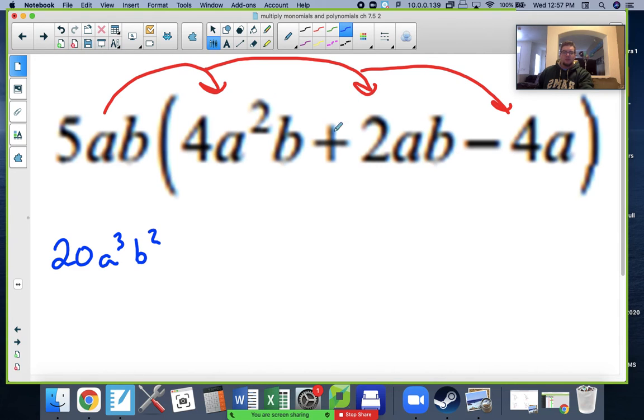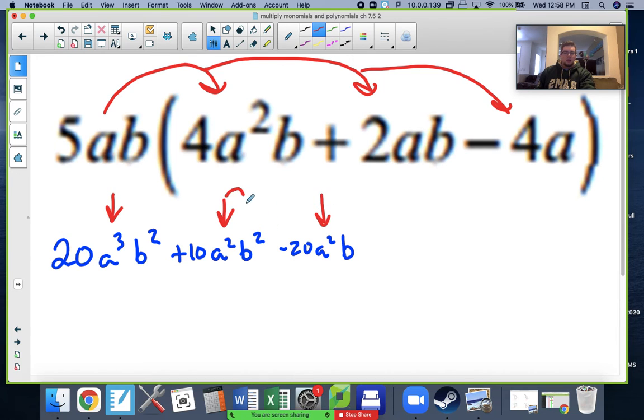Then for the middle term, 5 times 2 is 10. A times a is a squared. B times b is b squared. Then 5 times negative 4 is negative 20. A times a is a squared. B times nothing, so it's just b. Now when it comes to organization, we still go by the powers of a, but since these two tie, we defer to our second power, so b squared is larger, it goes first, like so.